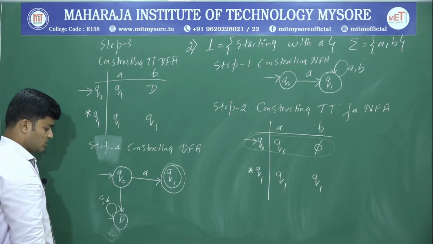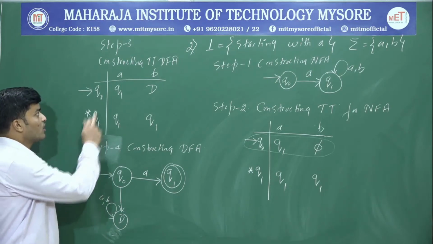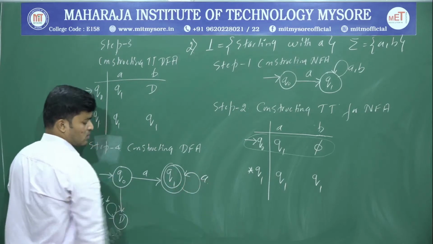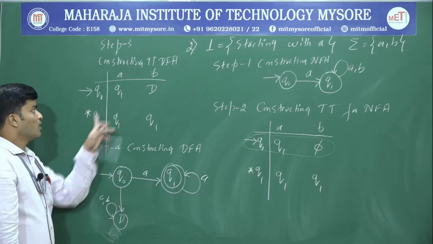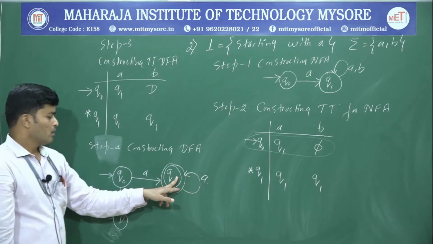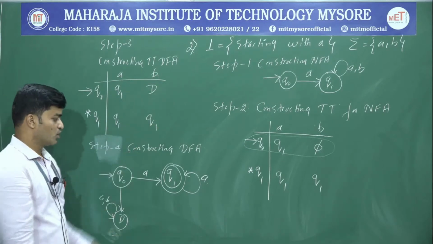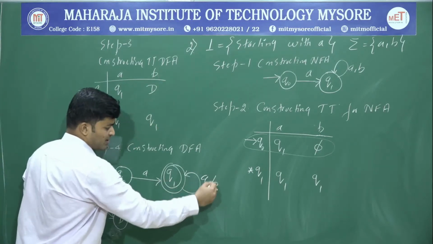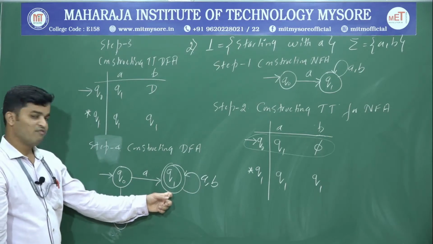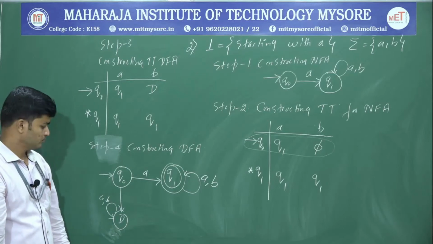Now go with Q1. What is Q1 upon A? Q1 upon A is Q1. And what is Q1 upon B? Q1 upon B is again Q1. So Q1 upon A comma B is Q1. So now this is your final required DFA.